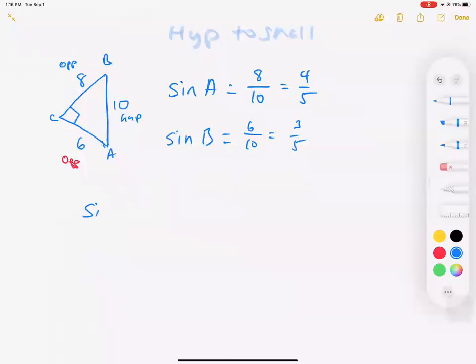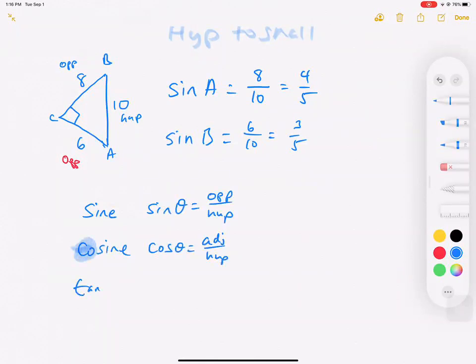So sine of theta is opposite over hypotenuse. Cosine, if you look at the word co here, Mr. Ko is like your buddy. Cosine is COS, and that's adjacent over hypotenuse. Tangent is abbreviated TAN, and that's opposite over adjacent.